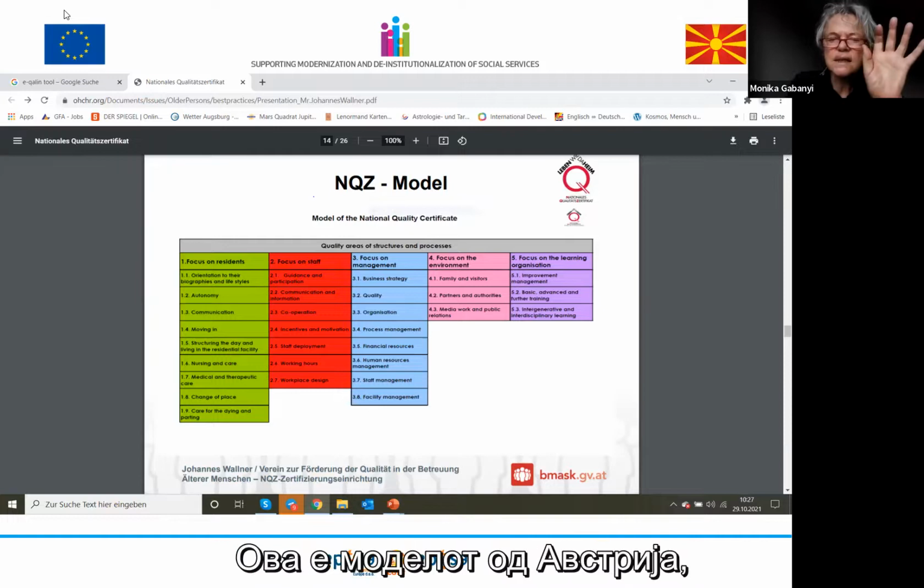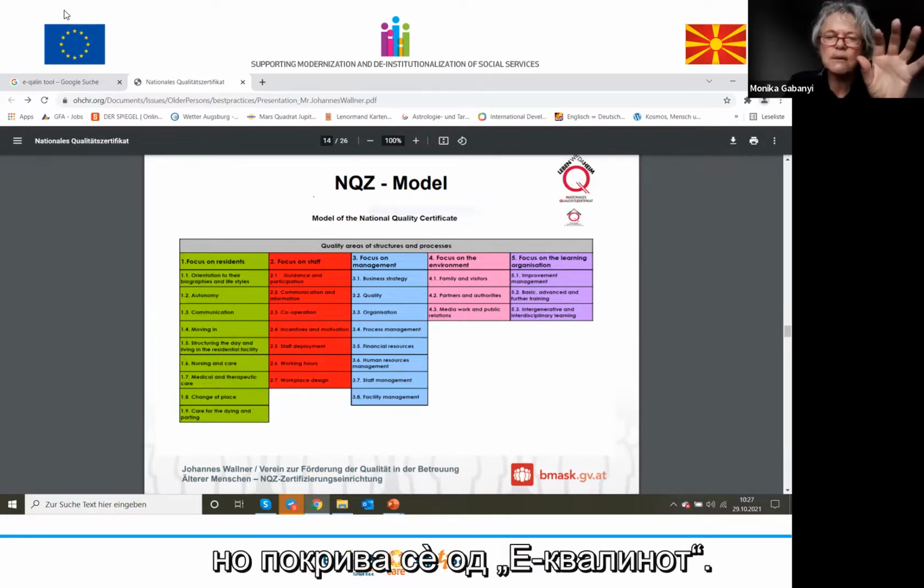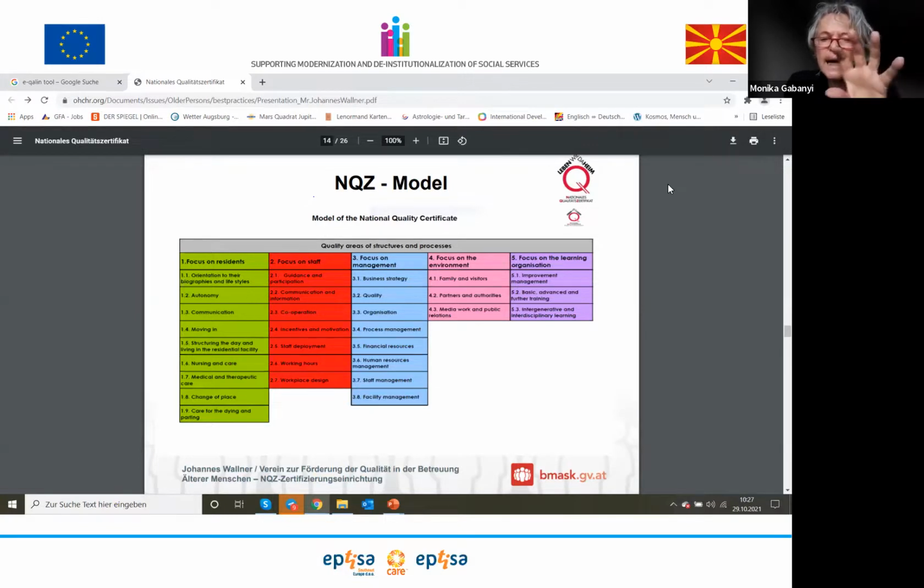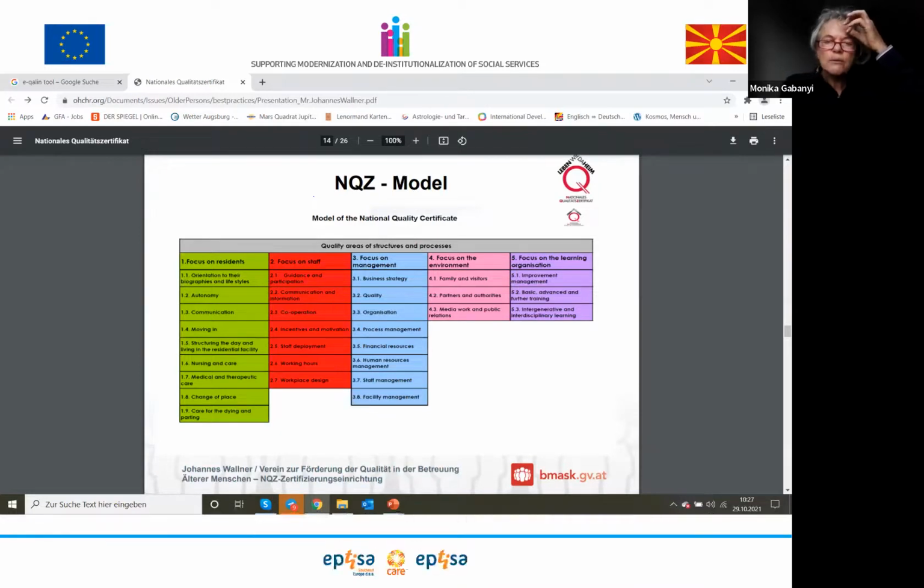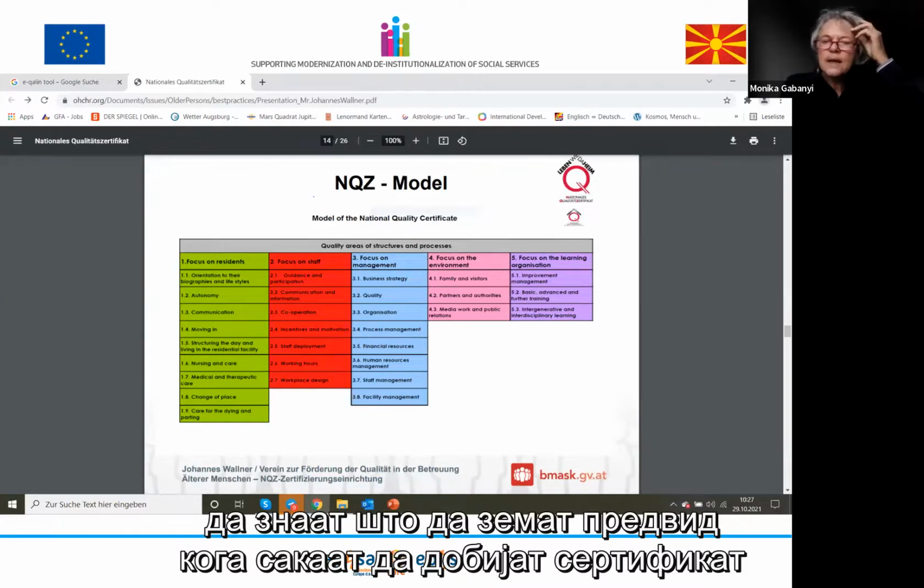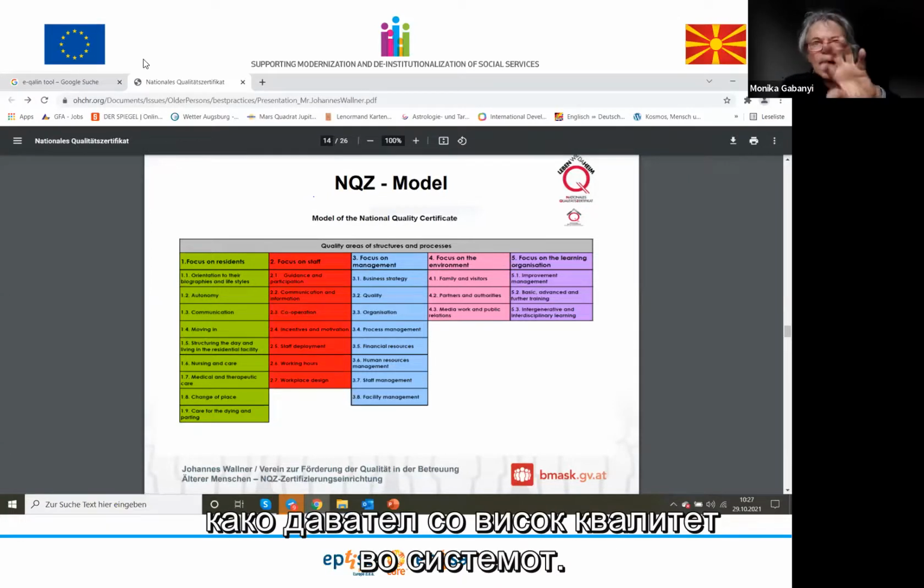So this is the model from Austria, but it reflects everything that is in this Equalin. And it is for a training. I use this because in Austria they use it for trainings for providers, what they have to take into account when they want to become certified as a high qualitative provider in the system.